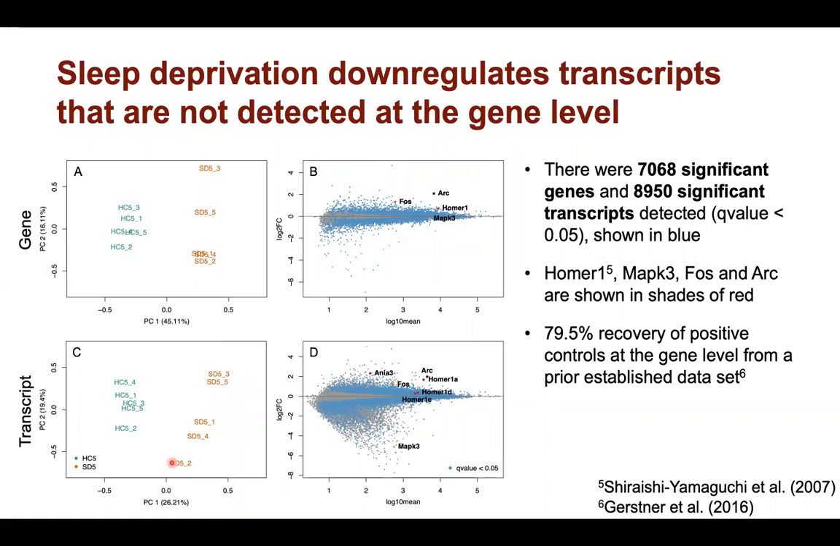Overall, we found over 7,000 significant genes and almost 9,000 significant transcripts. These are shown in blue on our MA plots, which are plots B and D. We elected to highlight Homer1, MAPK3, also known as ERK1, FOS, and ARC, which are shown in shades of red. FOS and ARC have activity-dependent gene expression and have previously been seen to be upregulated by sleep deprivation. We found almost 80% recovery of positive controls at the gene level from a prior established data set. And one thing that I would like to point out is that we see this downward tail at the transcript level, but we do not see it here at the gene level.